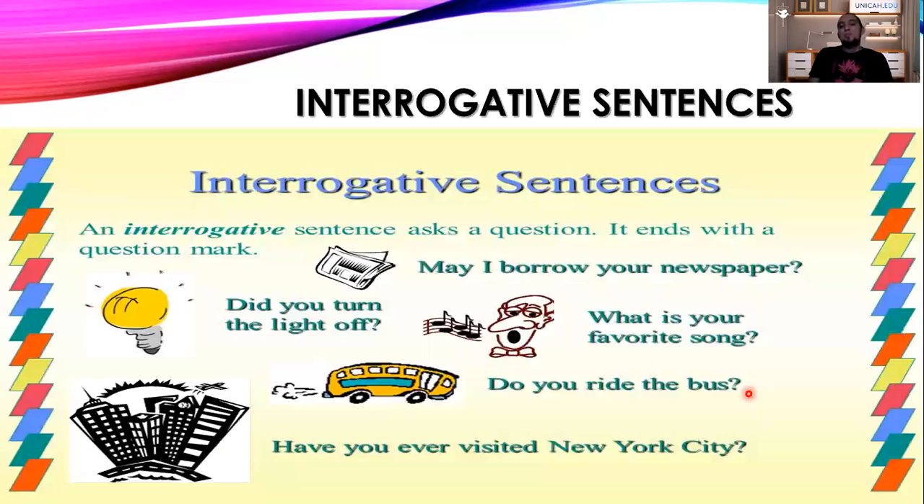So let's move very quickly to the second part, which is interrogative sentences. We have already seen on the previous slide that interrogative sentences ask questions and they end with a question mark. And we have some examples here. Did you turn the light off? May I borrow your newspaper? What is your favorite song? Do you ride the bus? Have you ever visited New York? What's your name? Do you like pizza? Do you like hamburgers? What's your favorite movie? So all of them are interrogative sentences.